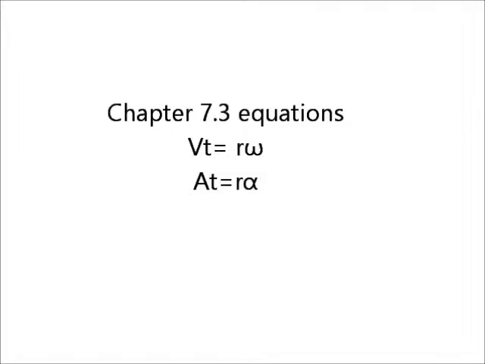The third section in Chapter 7 is titled Relations between Angular and Linear Quantities, and the only equations you must know are tangential speed, vt equals r times omega, and tangential acceleration, at equals r times alpha.